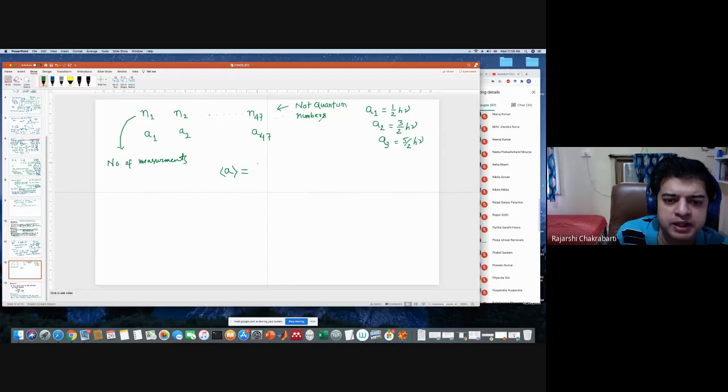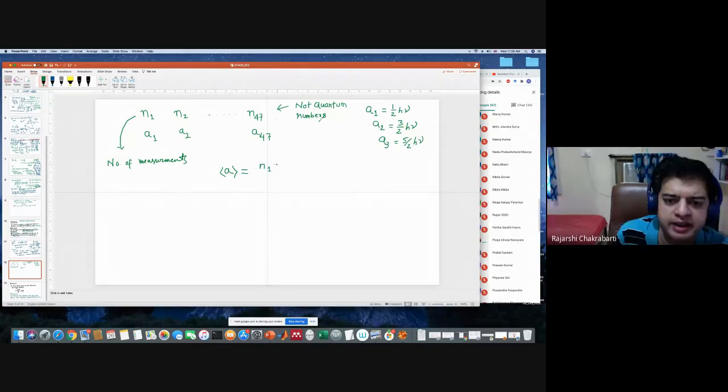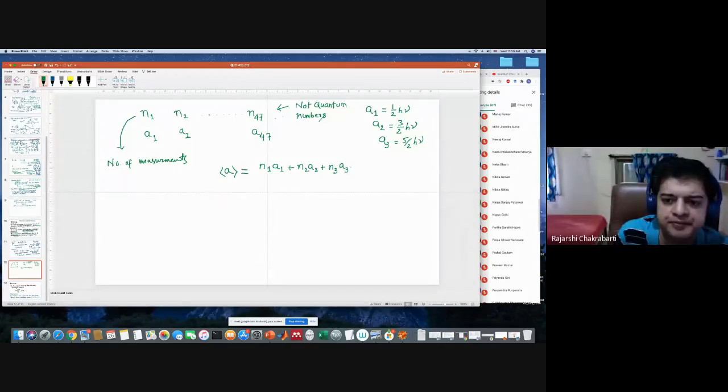Not correct? It has to be N1 A1 plus N2 A2 plus N3 A3 and so on, and the whole thing has to be divided by the total number of measurements, which is N1 plus N2 plus N3.